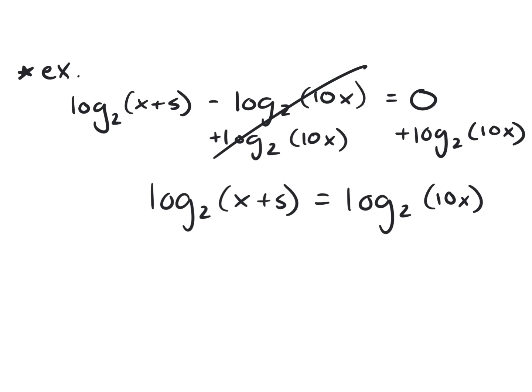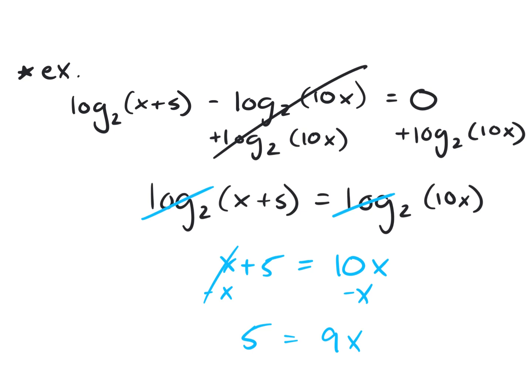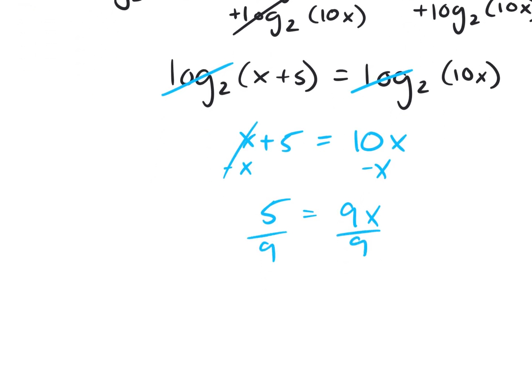When I have a log equals a log, what happens? They cancel. You can totally combine them to be one log and then put it into exponential form. You'll end up with the same answer, and it's probably the same amount of steps either way. I just wanted to show you guys this way. If it equals 0, move your log to the other side, because if you get a log equals a log, they cancel out. So we have x plus 5 equals 10x. So we can subtract x on both sides. 5 equals 9x and divide by 9. So x equals 5 over 9.